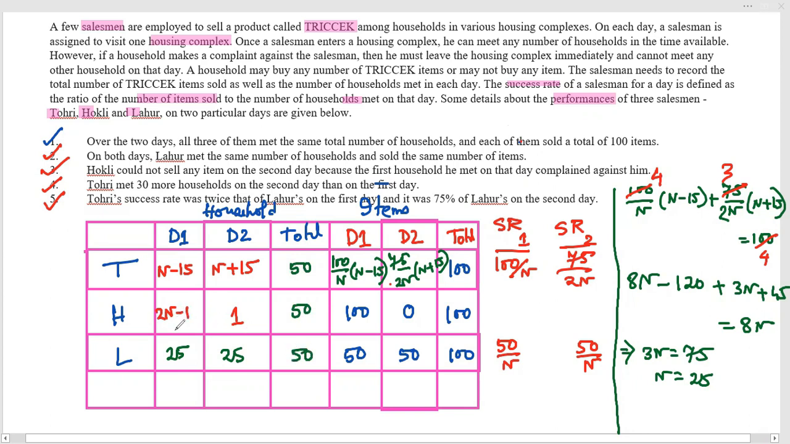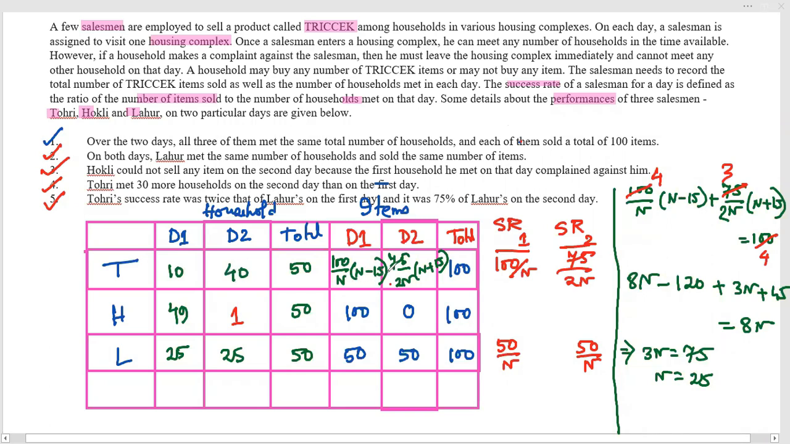Now this one will be 50 minus 1, 49. This is 49. These two levels are done. n is equal to 25, 25 minus 15, 10, and this is 25 plus 15, 40. So 10, 40.